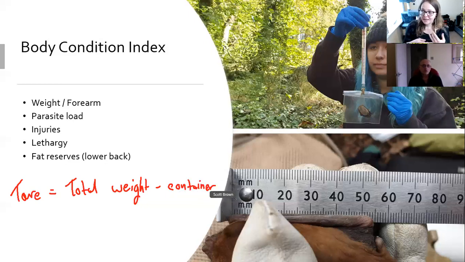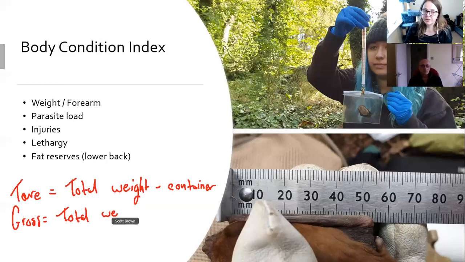Either way, we take an accurate weight of the bat and then an accurate forearm length. There's a couple of different ways we can do forearm. If we're just eyeballing it, generally we'll use a wing rule like this, which is quite an easy way. What we like you to do is to use vernier calipers, which are a lot more precise, and they take a bit of learning how to read them. So yeah, we record all of these things.